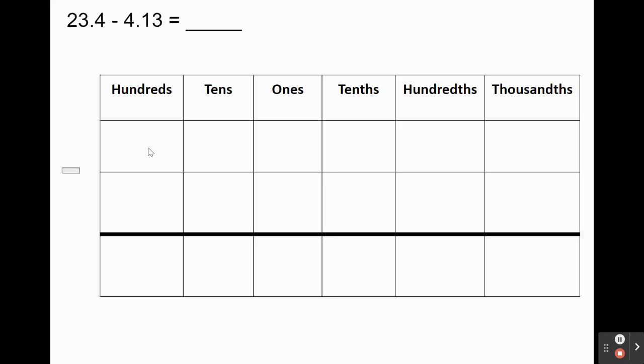All right, guys, let's get ready to subtract. So we have 23 and 4 tenths minus 4 and 13 hundredths. We're going to put 23 and 4 tenths in the first row and 4 and 13 hundredths in the second row. Then, because there's a blank there, we put a 0. Now we can begin our regrouping. So you always want to start at the smallest place. So in this case, we're starting at the hundredths place.